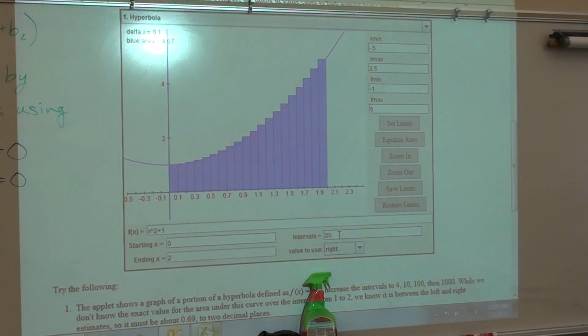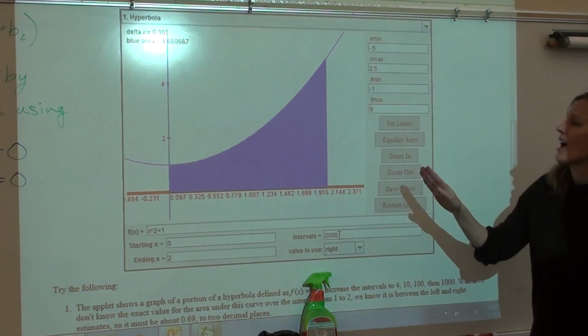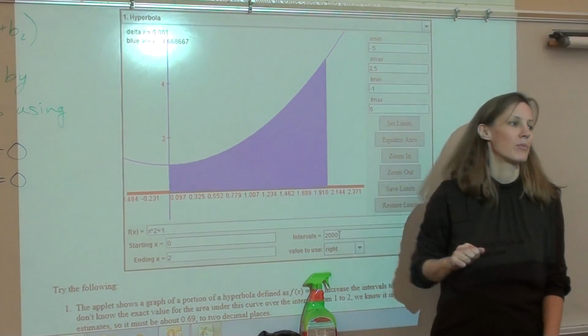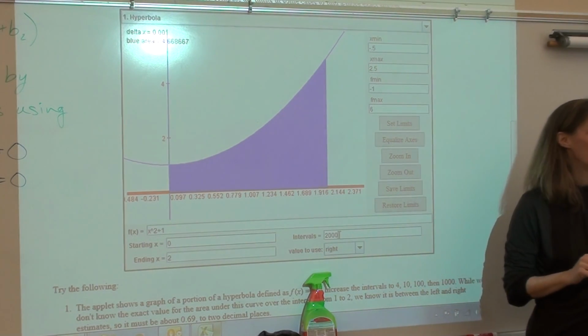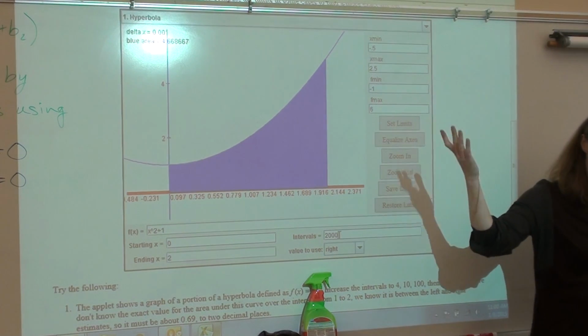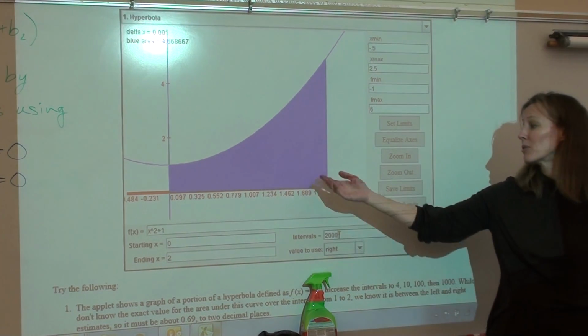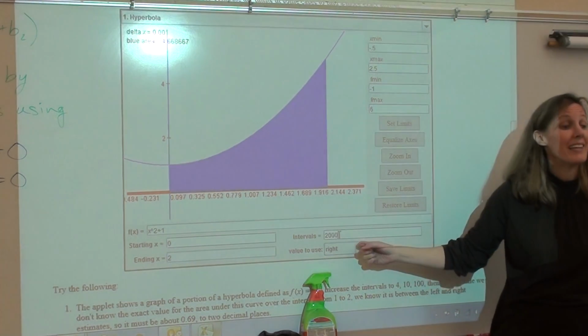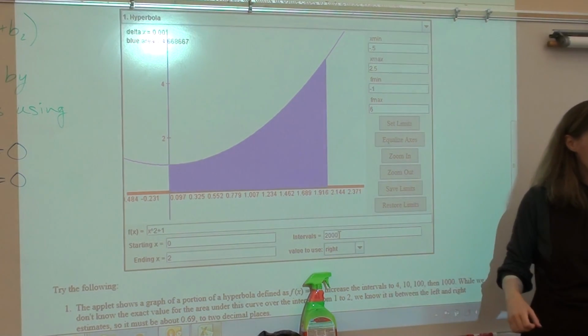Do 100. Let's do 200. Whoa. Let's go even bigger. Just add another zero. 250. Add another zero. That's perfect. How could I get exact area using right-handed rectangles? How many would I use? How about if I take the limit as the number of rectangles approaches infinity, right?